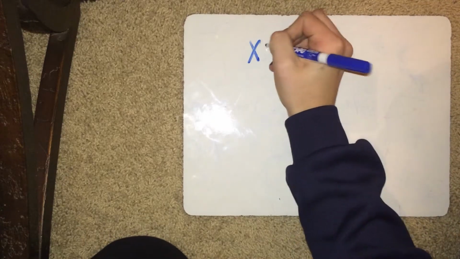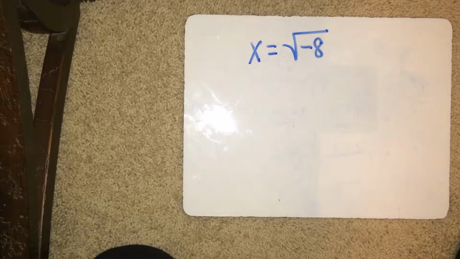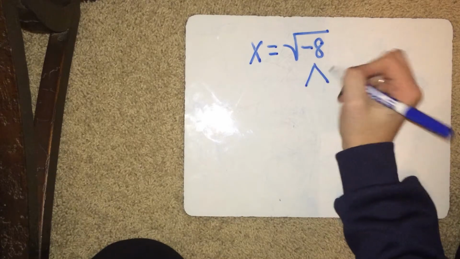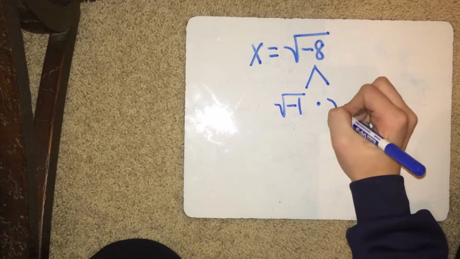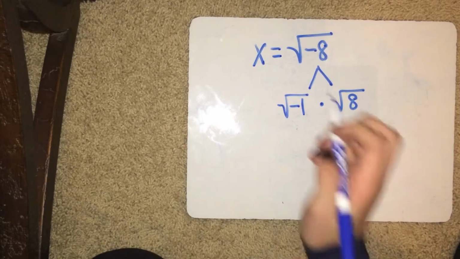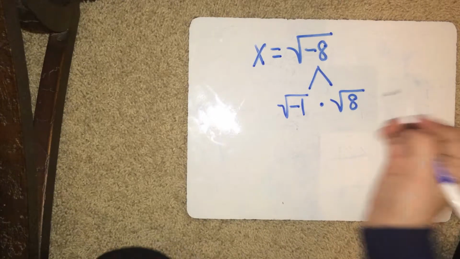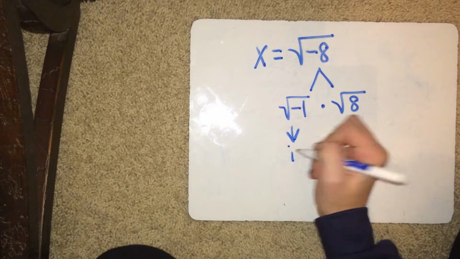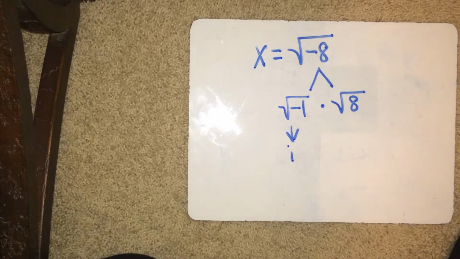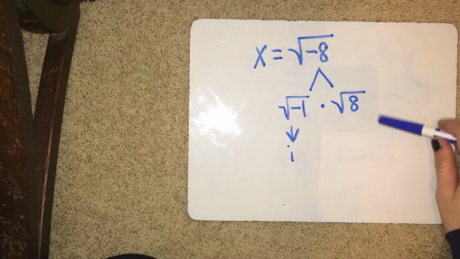So we had x equals the square root of negative 8. From there, you're going to break up the root of negative 8 by making it the square root of negative 1 times the square root of positive 8. Keeping in mind that the square root of negative 1 is i, because the definition of i is the square root of negative 1.